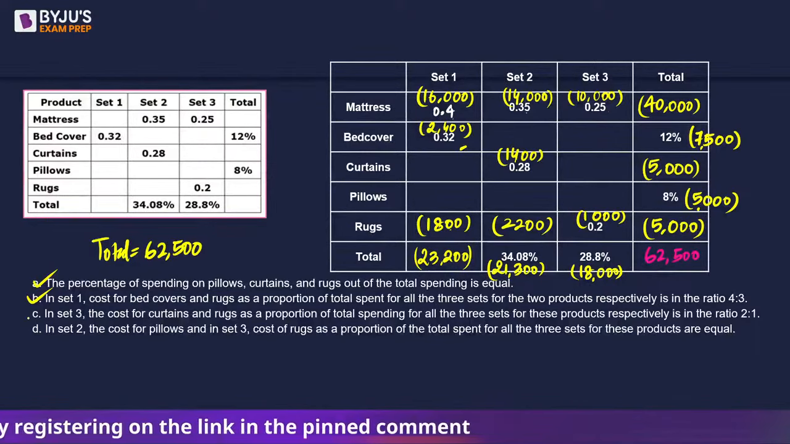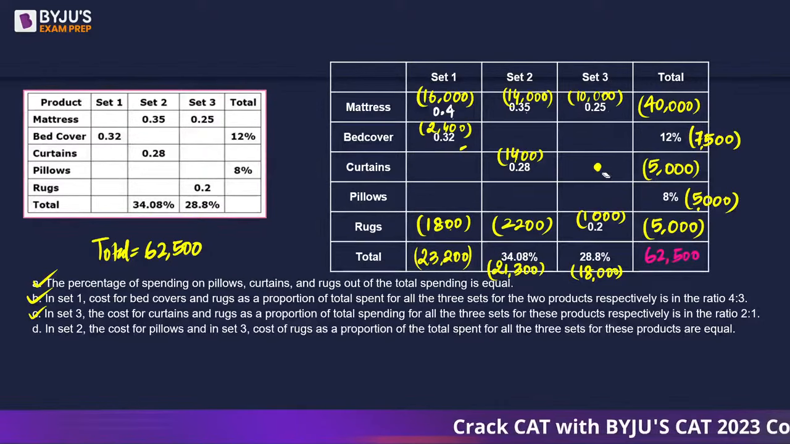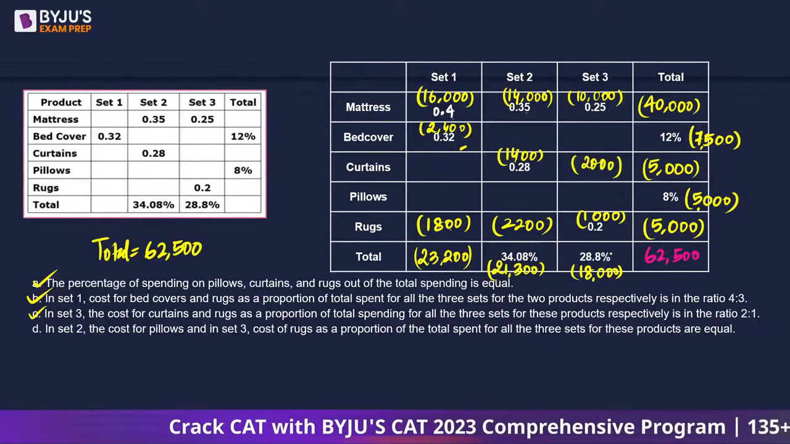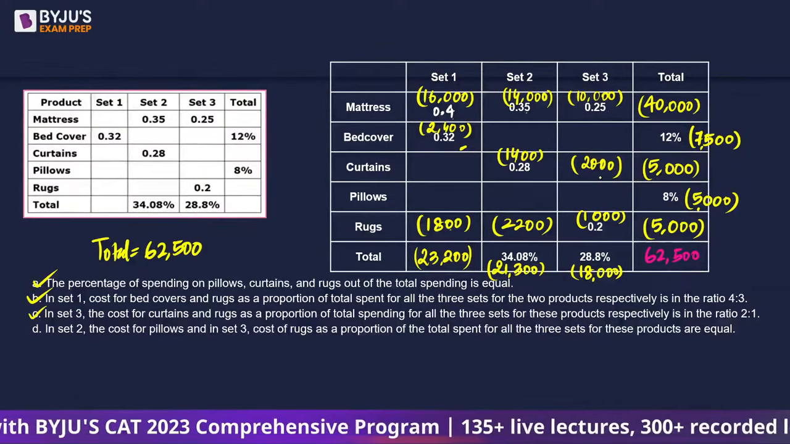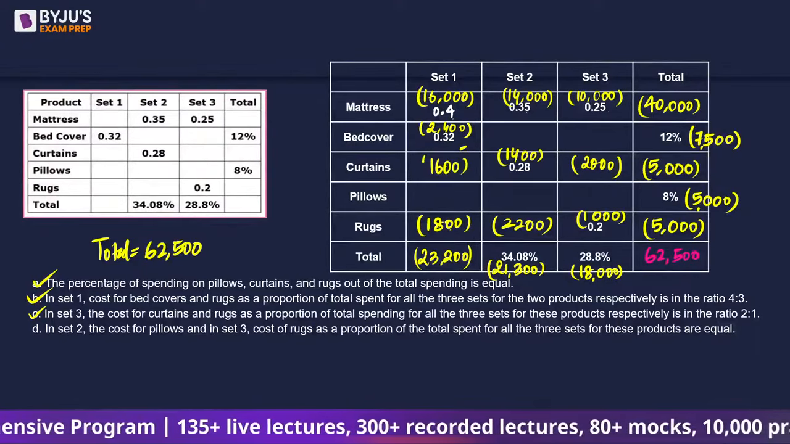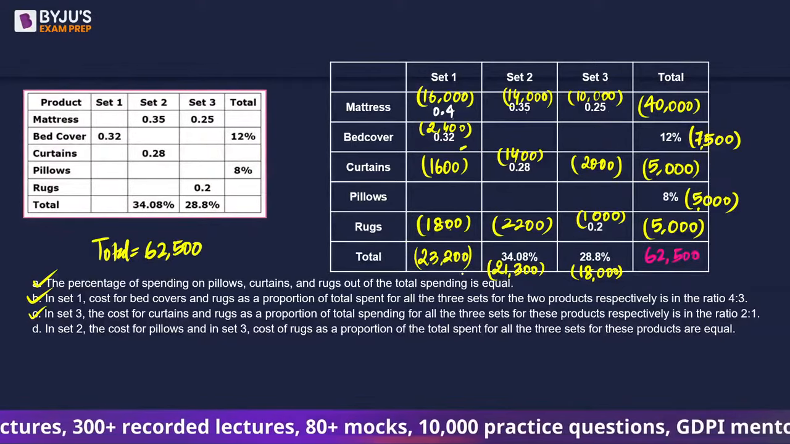Okay. Next statement, in set 3, the third column, the cost of curtains and rugs as a proportion of total spending for the three sets, same thing, they are in the ratio 2:1. 2:1 means if this is 1000, this is going to be 2000, right? Curtains and rugs in the ratio 2:1. So the moment this is 2000, this is 1400, 3400, so this is going to be 1600. Now the moment this is 1600, this sum total is 23,200.